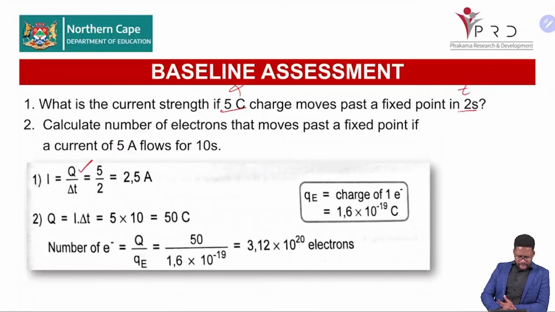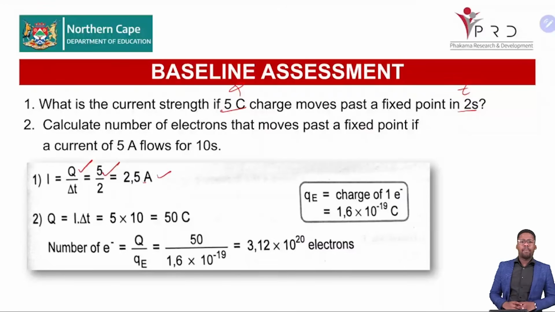So here, current is equal to charge over change in time, 1 mark for that. Then we are looking for the current. We are given the charge, which is 5 coulomb, divided by the time in seconds, which is 2 seconds. Then you get a mark for the substitution. Then what will be your answer? 2,5. And then there are units. Because we are calculating the current, we must make sure that we put the correct units, which is 2,5 amperes.